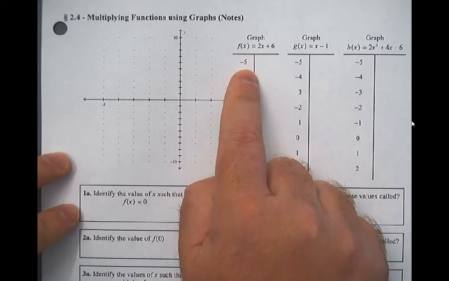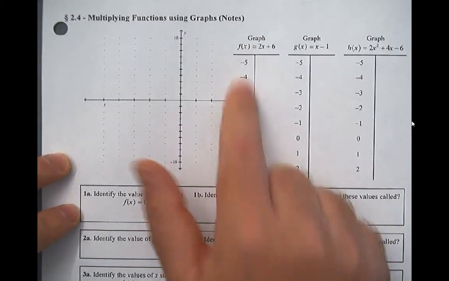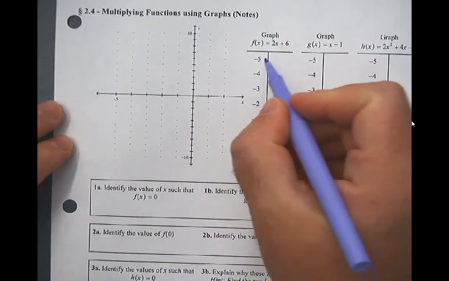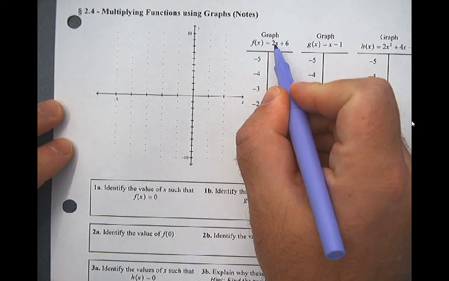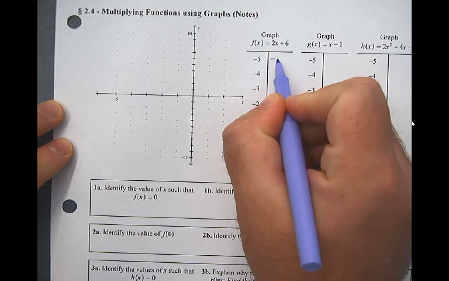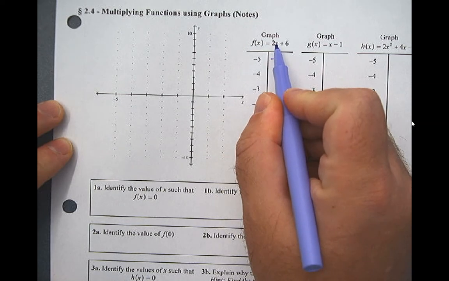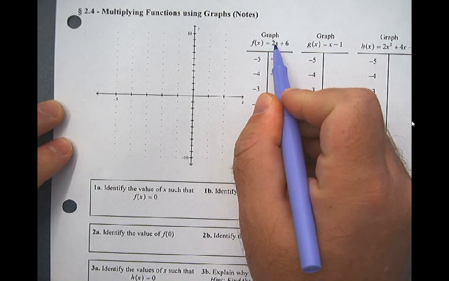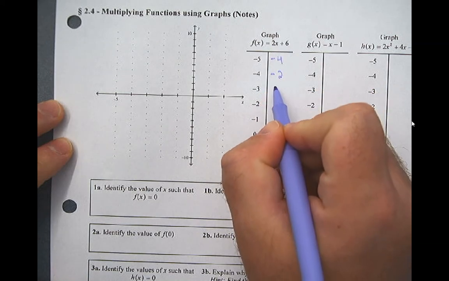So I would start plugging and chugging. I told you which x values I want you to use, and you're going to figure out what f of x values you're going to get out. So when I plug -5 into this, that's -10. -10 plus 6 is -4. -4 plugged in would be -8 plus 6 would be -2. -3 plugged in is -6 plus 6 is 0.